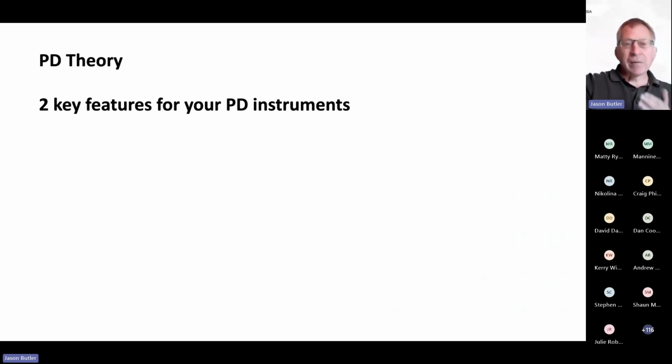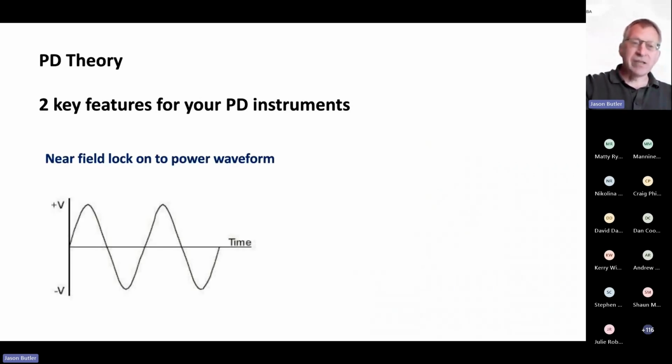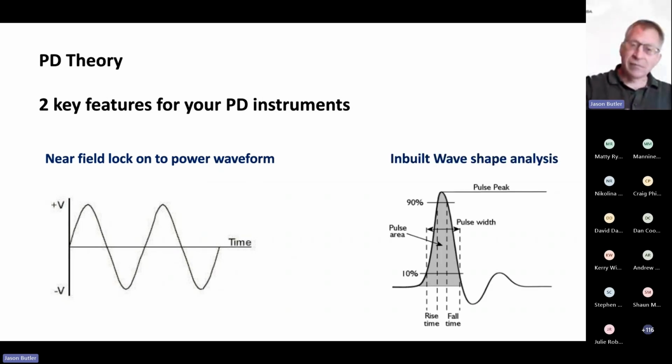And based on that, make sure you've got these two key features. Lock onto the power waveform. If it doesn't lock on, then you're going to get drift, because not every place is going to have exactly 50 hertz. And wave shape analysis, to look at what it finds, to make sure that it's PD and not a false positive.